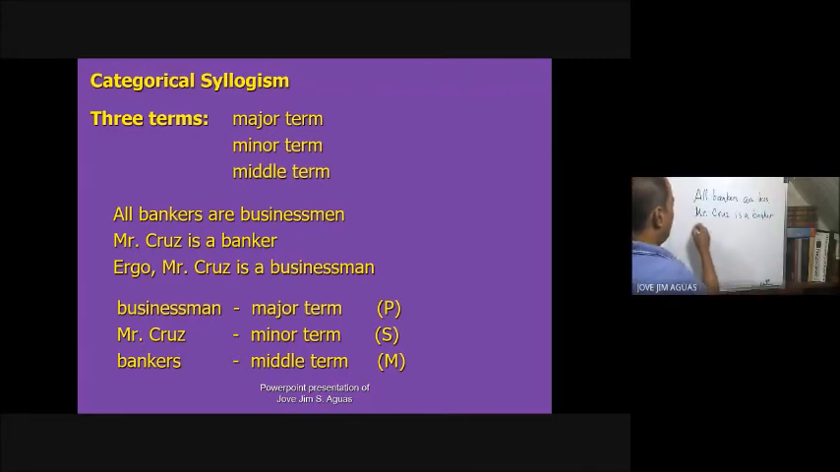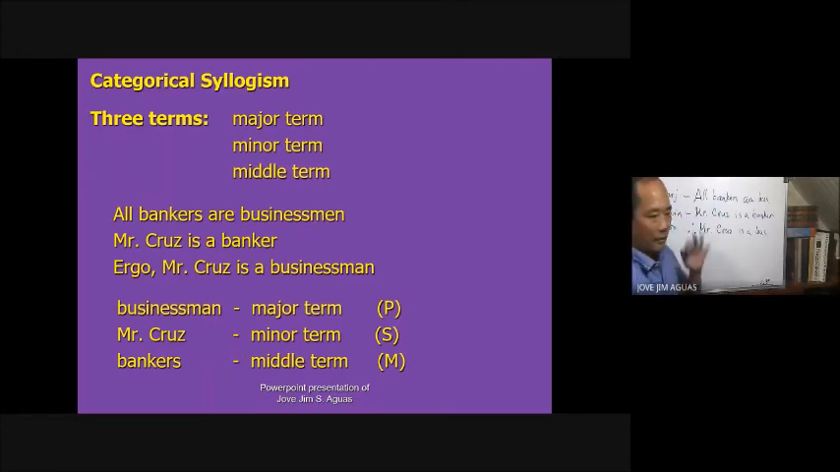And ergo, so I will use these three dots. Can you see this, class? The three dots means ergo or therefore. Okay. So Mr. Cruz is a businessman. So this is the major premise. This is the minor premise. I hope you can still see that on the screen. And then this is the conclusion.